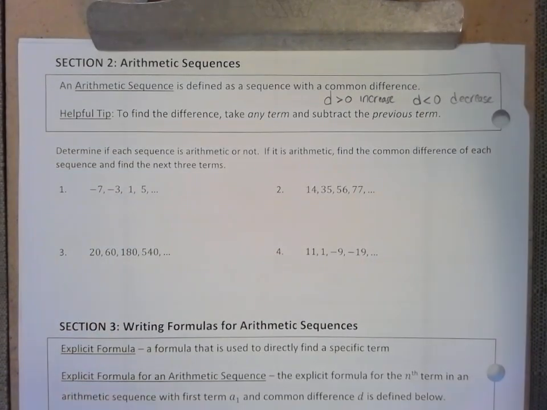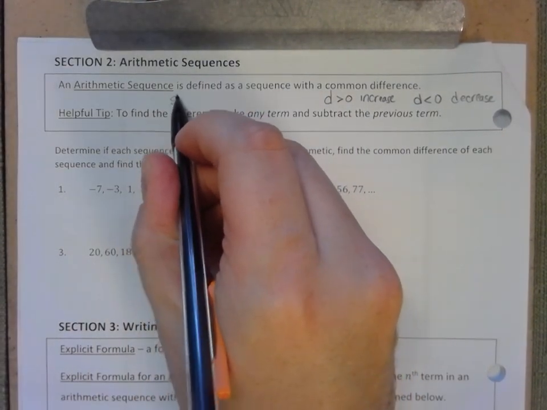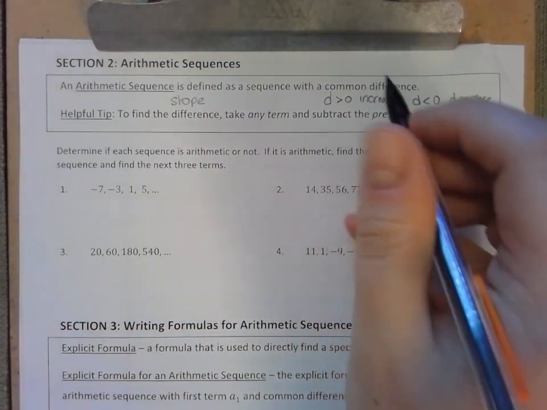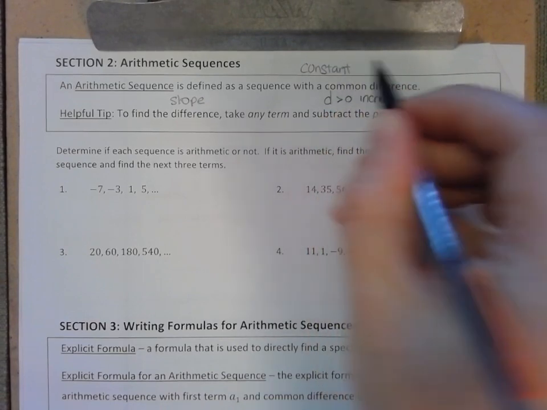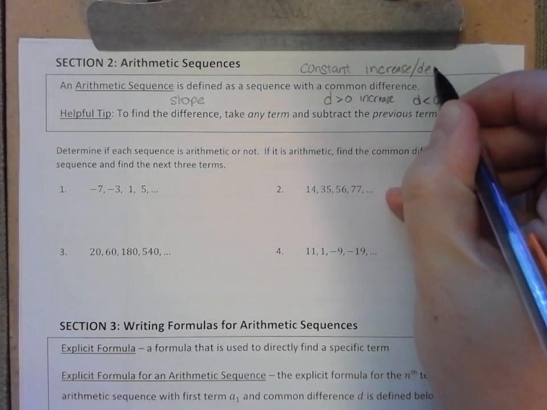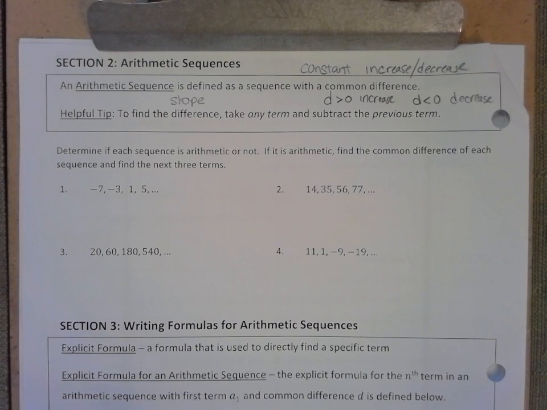Arithmetic sequences have this common difference. So I want you to think of the difference as like a slope, a constant increase or a constant decrease. So I'm going to write constant increase/decrease at the top. Arithmetic sequences always have a constant increase or a constant decrease. If it doesn't, then it's just a different type of sequence that's not arithmetic.